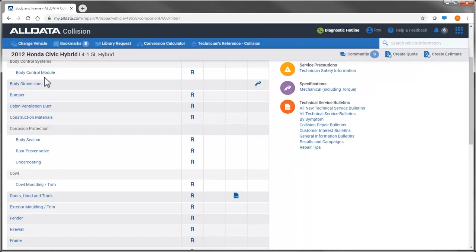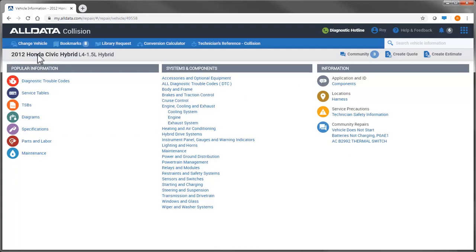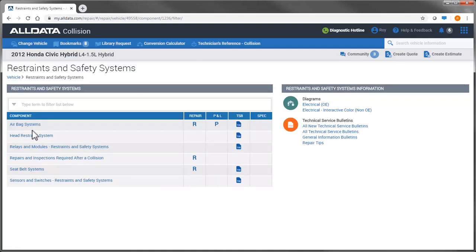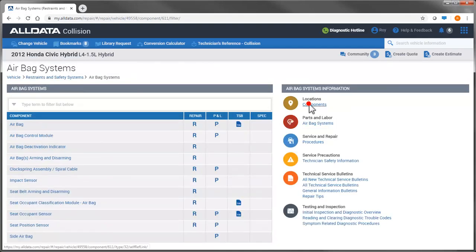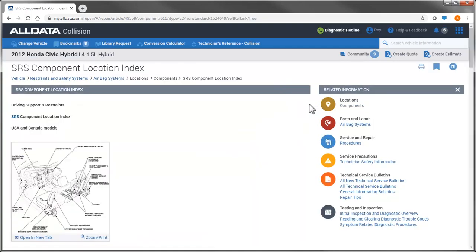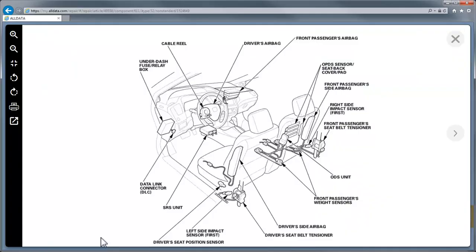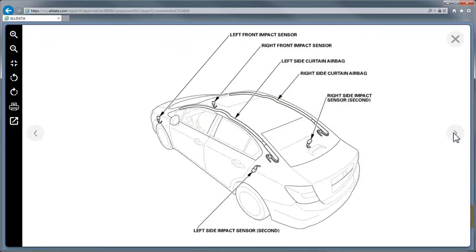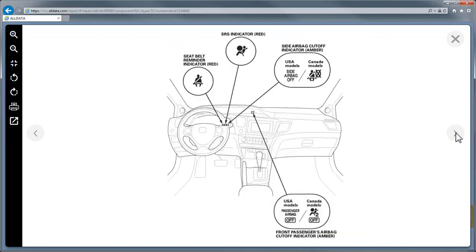The information can also be found in subsystem categories such as bumper, doors, hood and trunk, frame, etc. An information type for most subcategories is locations. This information is invaluable when trying to find a sensor or relay module for inspection, replacement, or reprogramming. ALLDATA Collision contains detailed diagrams to aid in this sometimes tedious task.